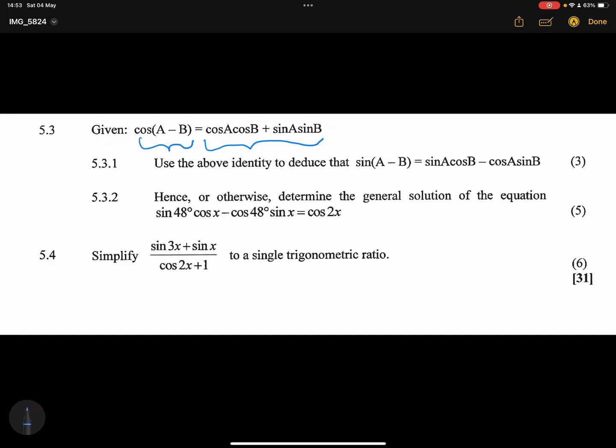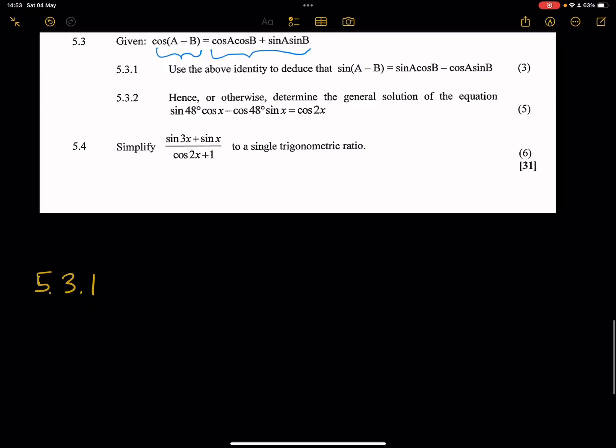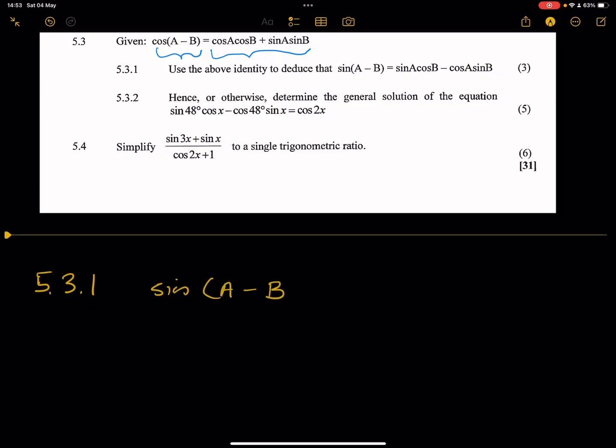Now, how do I convert sine into cos? You remember sine of a minus b, would you agree with me that this is the same as cos of 90 minus a minus b.